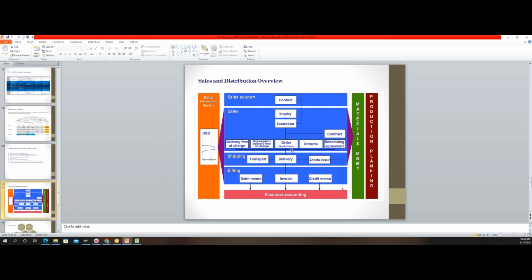And this information is again integrated with the sales information system. Sales information system is used for reporting purposes. Say for example, you wanted to know what your annual sale was, how many products you sold, how many products were returned, how many orders were rejected. All that information will be available in sales information. This is used for reporting purposes.